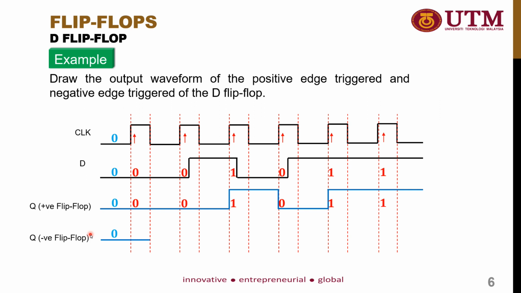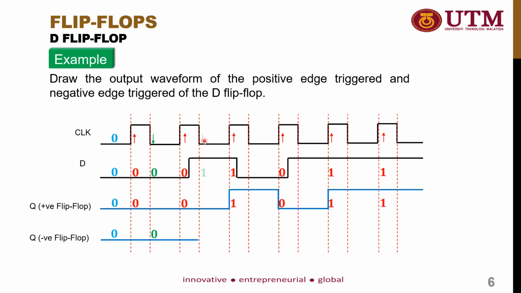Okay, next I will show you the negative edge flip-flop, where the output will change when the falling edge is generated. So this is the falling edge, which is the signal that goes from 1 to 0. At the first falling edge, the value of D is equal to 0. So the negative edge flip-flop will just follow the value of D, so it will become 0.